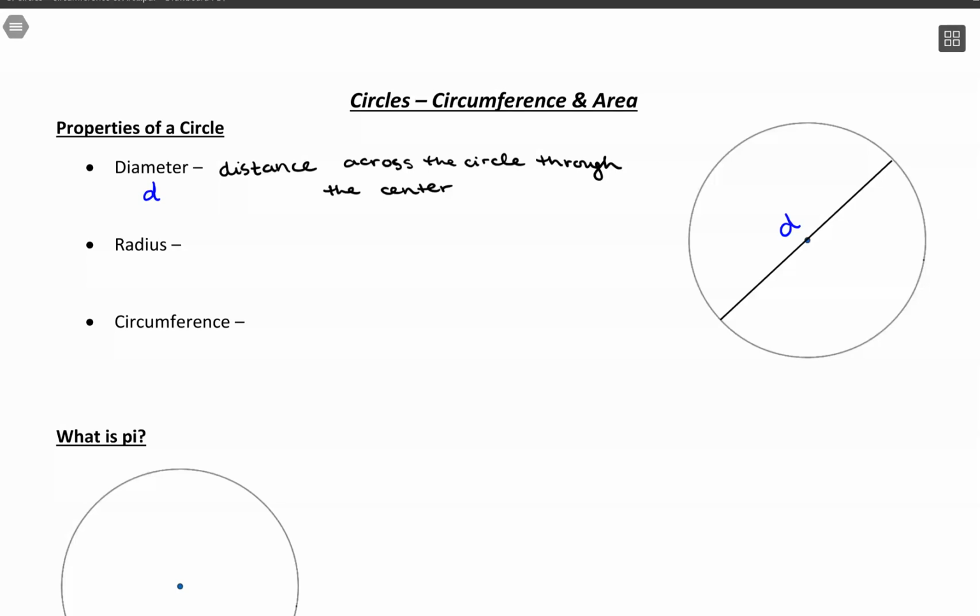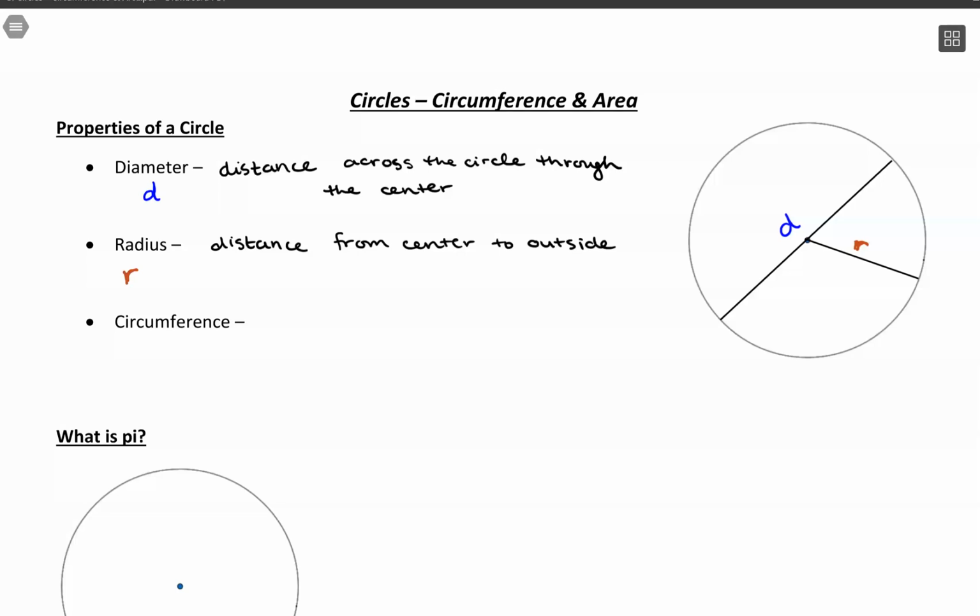Now the radius is going to be the distance from the center of the circle to the outside of the circle. So what we can do is start at the center this time, and then it just needs to end up along the outside somewhere, absolutely anywhere, that measures the same all the way around. So let's say I go there, that would be our radius. So we use little r for radius.